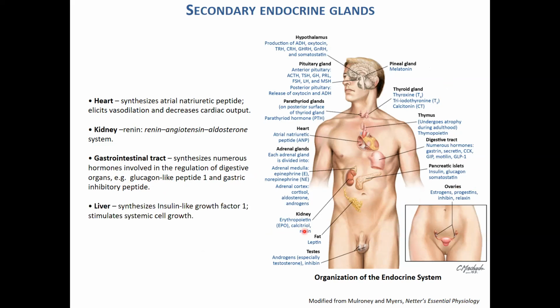Finally, there's the liver. The liver, in response to growth hormone, is going to produce another hormone called insulin-like growth factor. And this hormone produces most of the somatic effects of growth hormone. So it's going to be the one that stimulates cell growth.